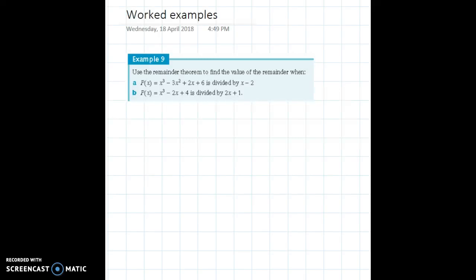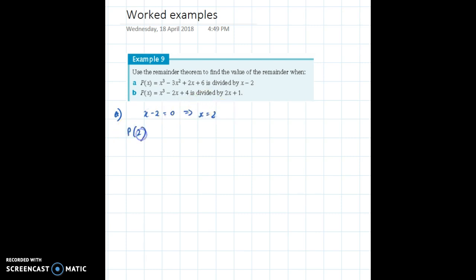Okay, now I'm going to work through some worked examples using the remainder theorem. So I've cropped this straight from your textbook. It says use the remainder theorem to find the value of the remainder when this polynomial is divided by x minus 2. So instead of you doing the whole long division for it, you can just take the x minus 2 and go if x minus 2 equals 0, then x equals 2, right?